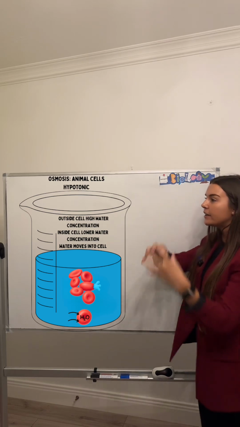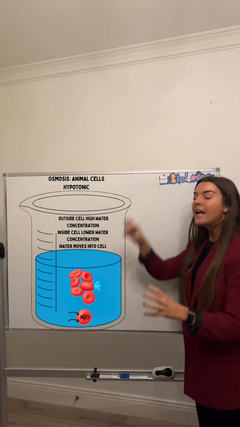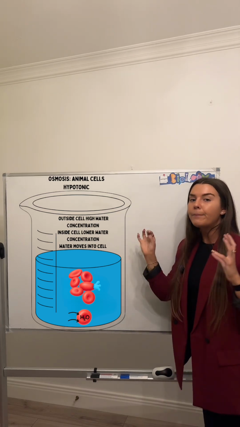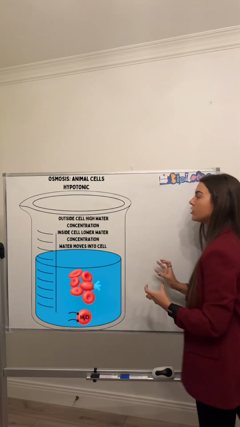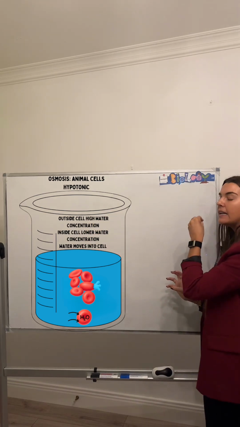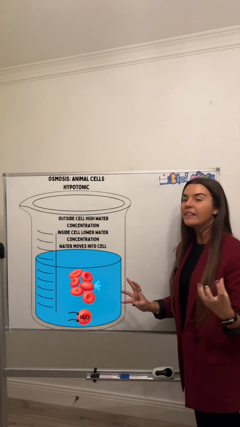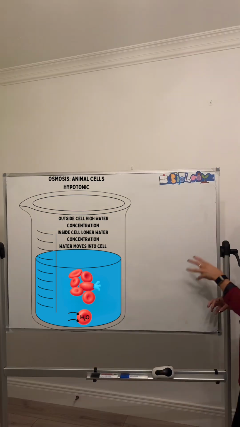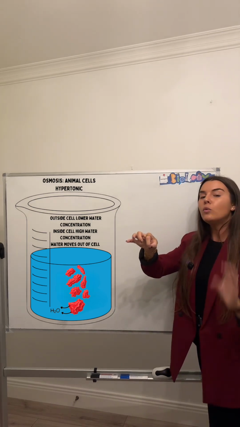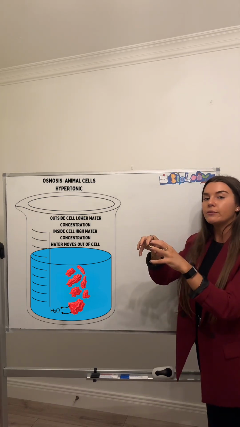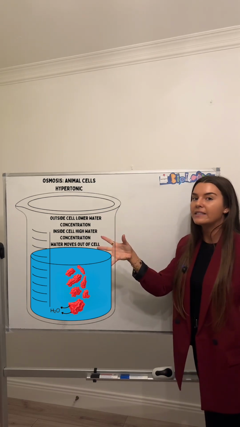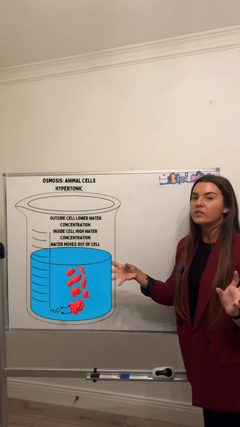However, if outside of the cell is high water and inside of the cell is low water, now I've created a hypotonic solution. Water moves from high water outside the cell into the cell, low water concentration, and the cell is going to swell and burst. And we have a hypertonic solution where we place our red blood cells in low water concentration. So inside the red blood cell is high water, outside is low water. Water will leave the red blood cell and it will shrivel, and that is known as crenation.